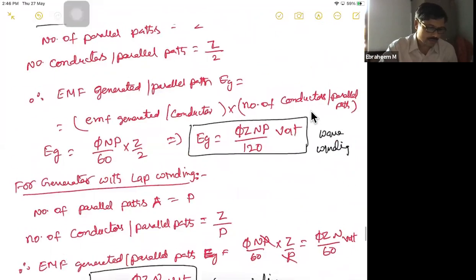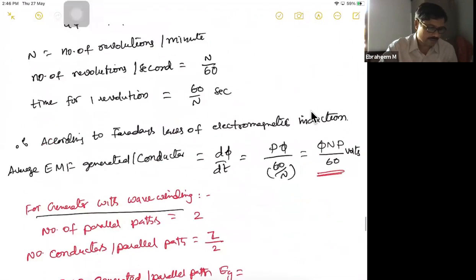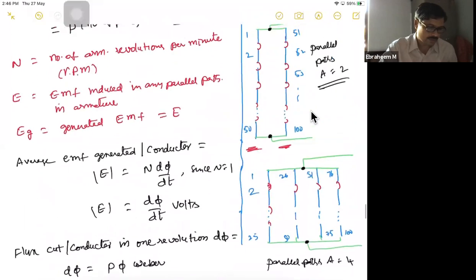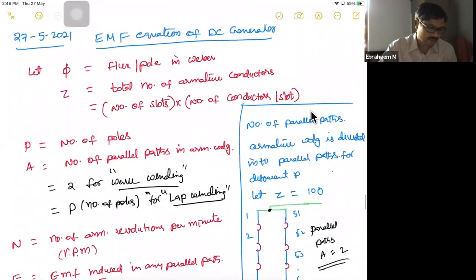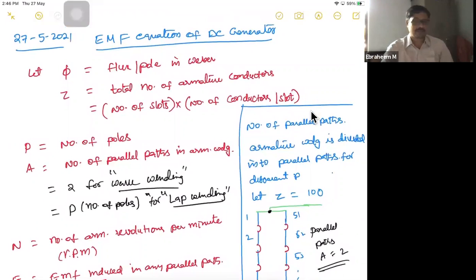So in today's class, these are the topics covered. We have seen how the armature winding is placed in the armature, right? Under the heading of EMF equation of a DC generator, first we defined the quantities of the generator, that is flux per pole and total number of armature conductors, given by the number of slots in the armature and the number of conductors per slot. If these two are multiplied, we get the total number of conductors Z.